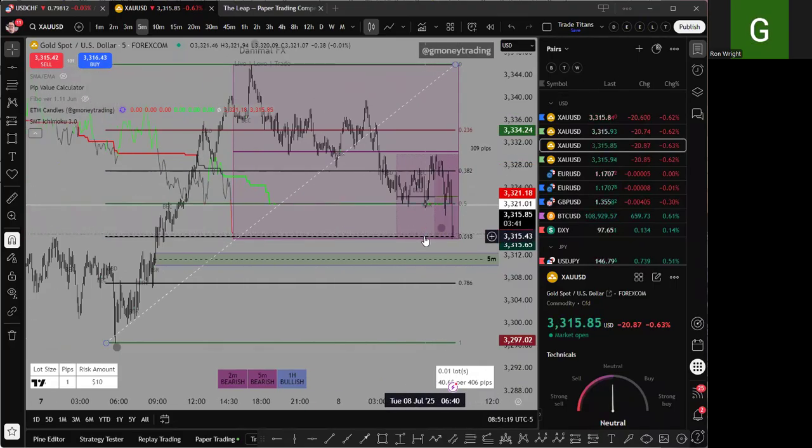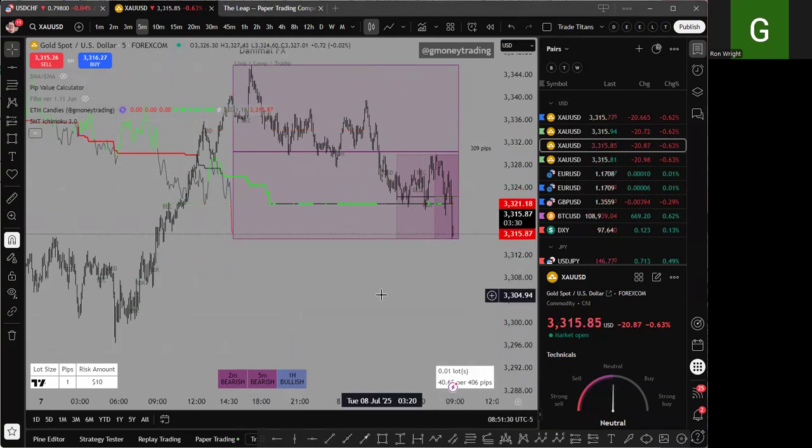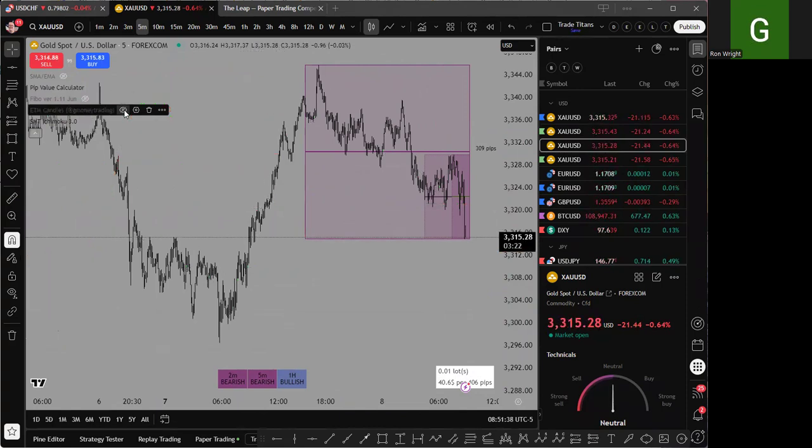So let me just start from scratch so you can see what I'm doing. All right. First of all, let's remove my drawings. Okay, he's giving a chart. G Money put a chart out. Fine, let him put a chart out. Let's see what he put in the chart.